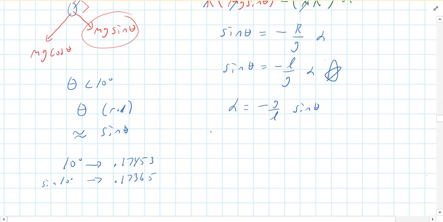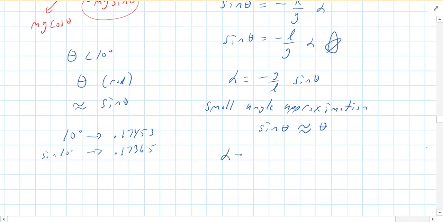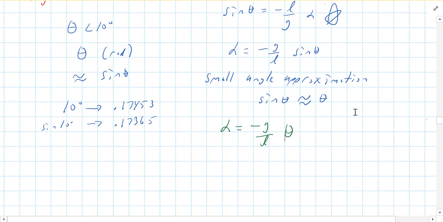So we call this the small angle approximation. And we say that for small angles, 10 degrees or less, sine of the angle is roughly equal to the angle in radians. So I am going to substitute sine of theta. I'm going to put in theta instead. So alpha equals negative g over L times theta. Now this is a rough approximation, okay? But it works really, really well. And you can try it out for a pendulum.